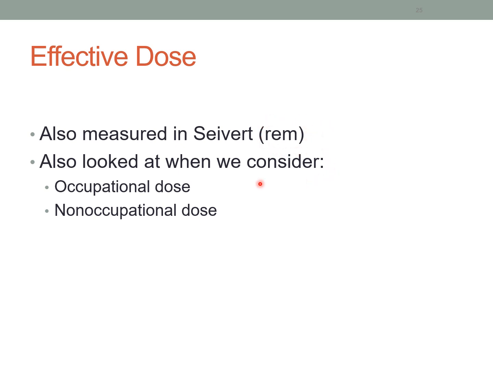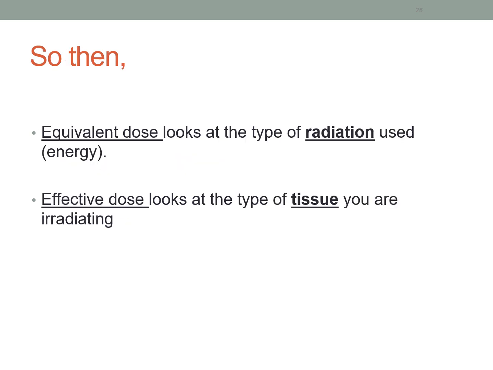So this is for occupational dose or non-occupational dose, because as X-ray techs, you get X-rays yourself whenever you go see the doctor for your annual checkup, while occupational dose is when you're X-raying other patients and you're getting dose from scatter. So equivalent dose looks at the type of radiation used. Effective dose looks at the type of tissue you're radiating. So for effective dose, you also need the equivalent dose.